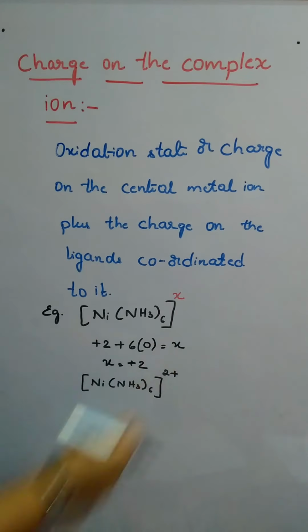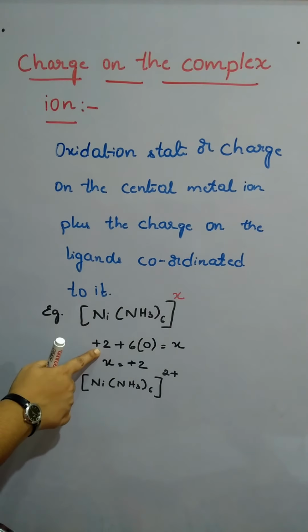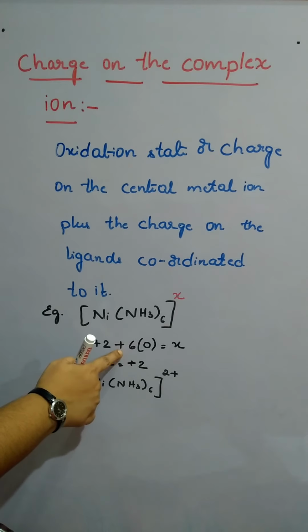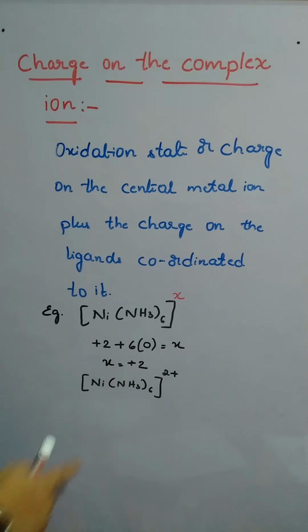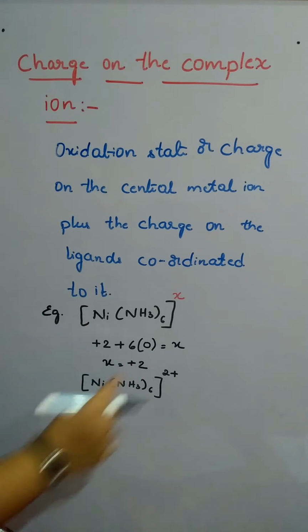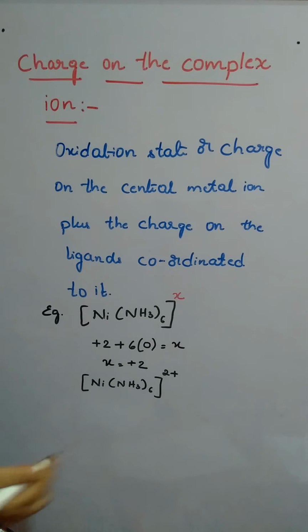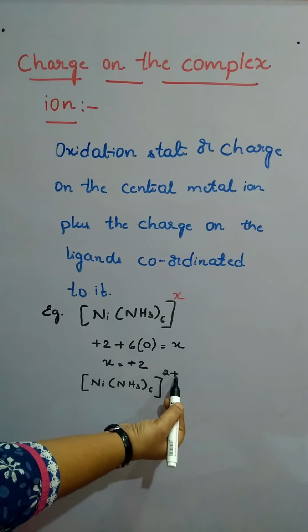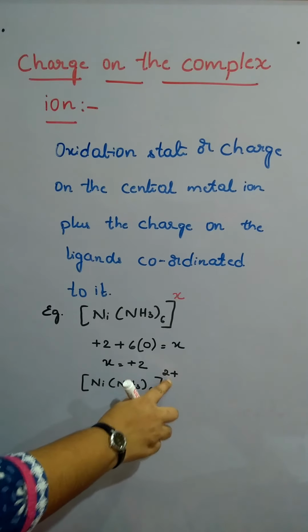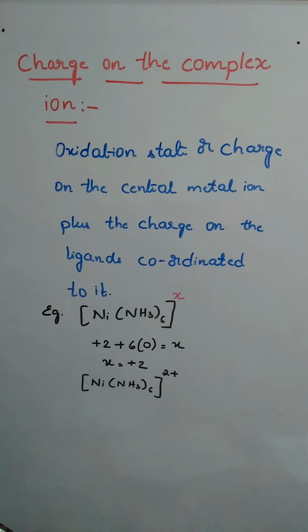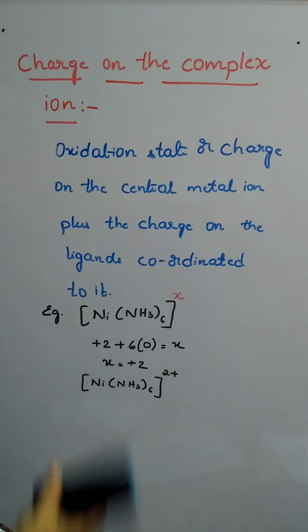So the charge on the complex ion is the algebraic sum of the oxidation number of the metal and the charge on the ligands coordinated with the metal atom. So we got the answer as +2, and that's what we have represented here. Remember always, we should write the number first and then the sign, whether it is positive or negative. We'll move on to the next example.